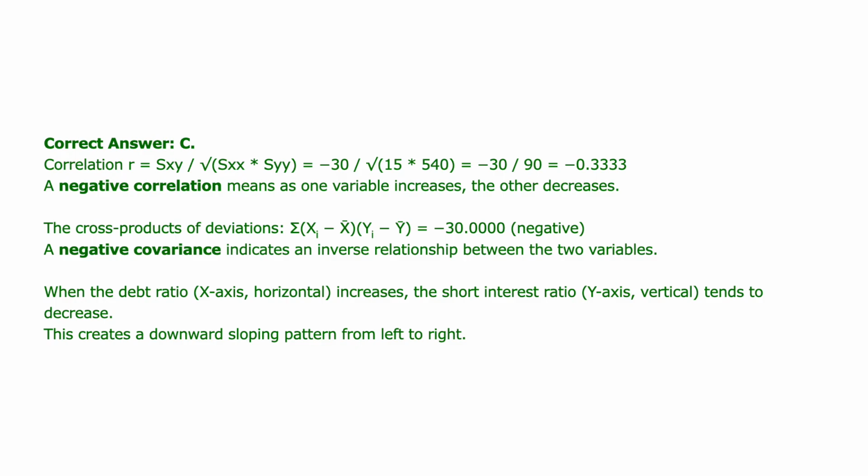The sign of the covariance or correlation determines the scatter plot direction. A negative covariance or correlation indicates a downward sloping relationship, meaning as the independent variable, debt ratio, increases, the dependent variable, short interest ratio, decreases.